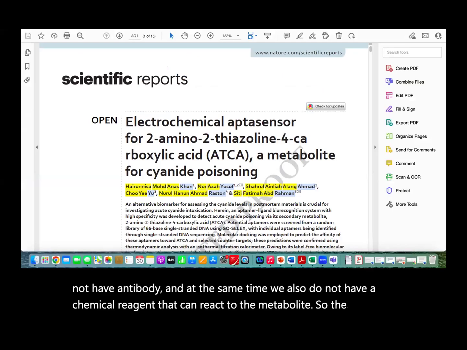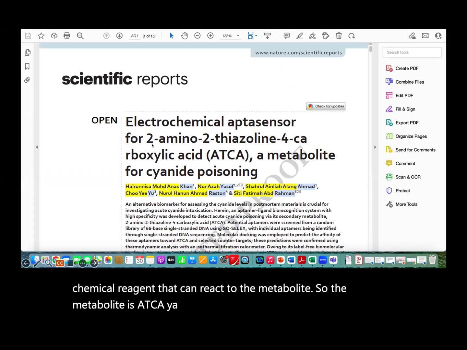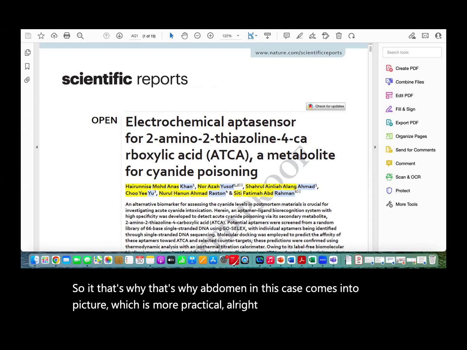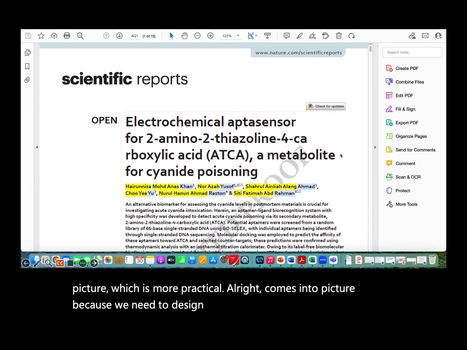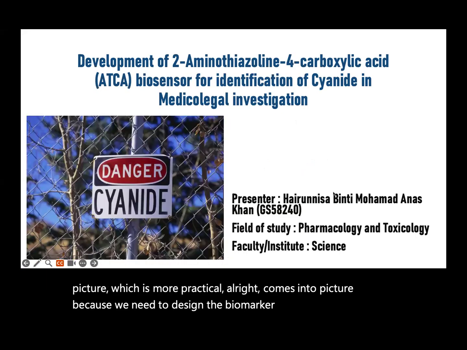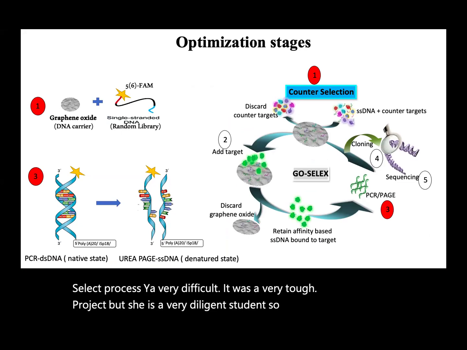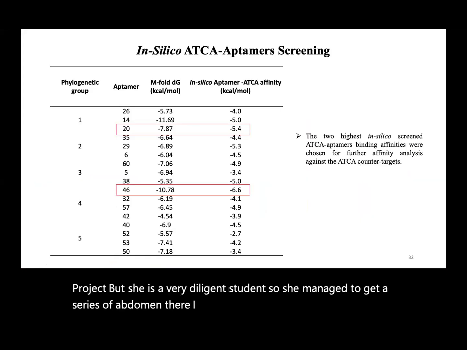So the metabolite is ATCA. The full name is 2-amino-2-thiazoline-4-carboxylic acid. So that's why aptamer in this case comes into the picture, which is more practical, because we need to design the biomarker. So she uses the SELEX process. Yeah, very difficult. It was a very tough project. But she is a very diligent student, so she managed to get a group of aptamers from the SELEX process.